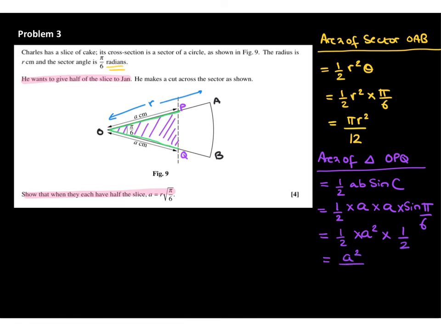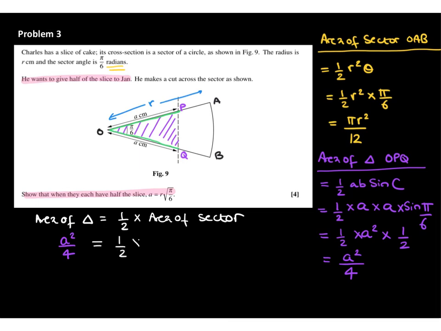So we have a squared over 4. And that's the area of the triangle. Now, going back to the original information, we know that the area of the triangle is equal to a half of the area of the sector, because the dotted line splits the two into two equally sized portions. So I know that a squared over 4, which is the area of the triangle, must be equal to a half of the area of the sector, which is pi r squared over 12.